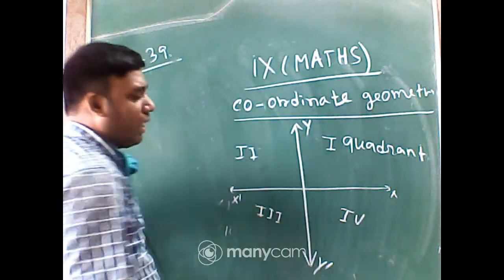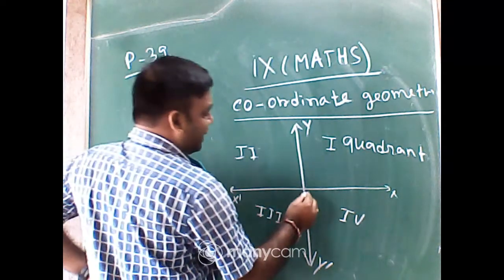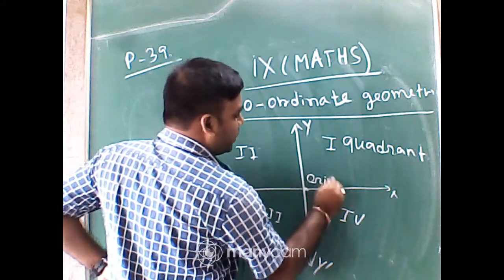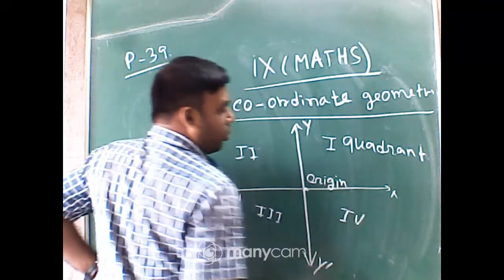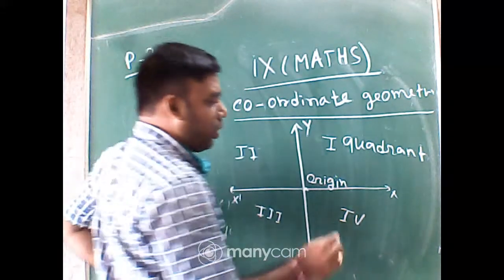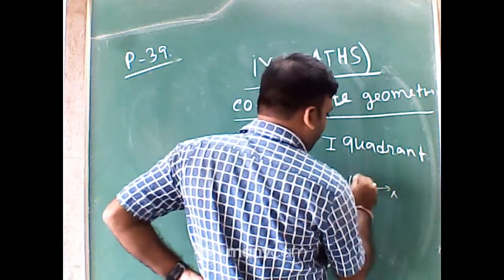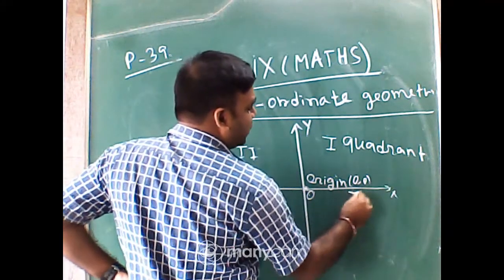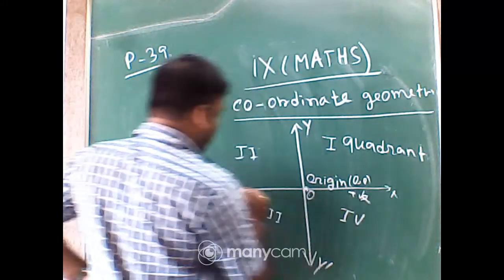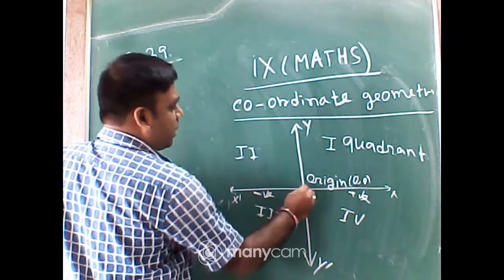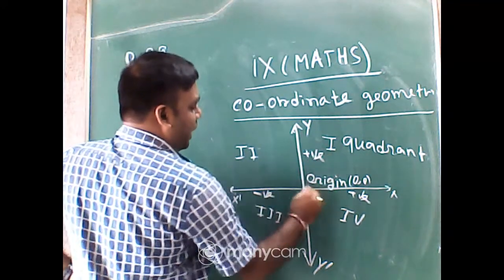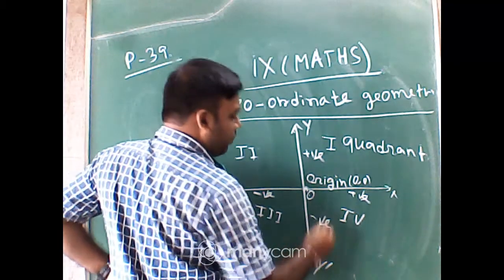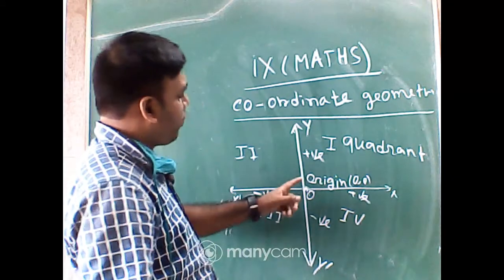These are the 4 quadrants, and the point where the 2 lines intersect each other is called the origin. The coordinate of the origin is (0, 0). From point O, this side is the positive x-axis, O to x dash is the negative x-axis, upward is the positive y-axis, and downward is the negative y-axis.